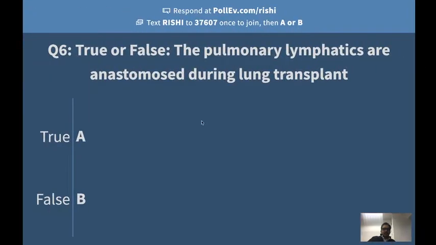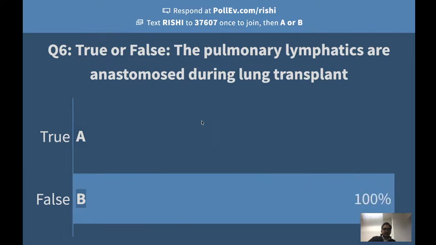And here's the next question. True or false, the pulmonary lymphatics are anastomosed during lung transplant? A lot of people are saying false for this one.